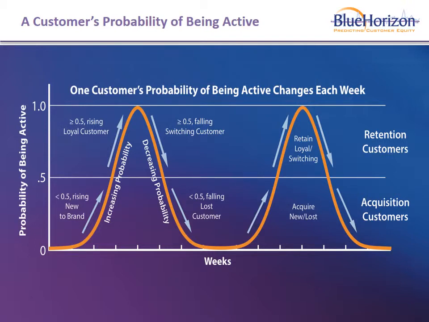In layman's terms, we can look at a customer's recent purchases and see a pattern. From their particular pattern of purchasing, we can determine the probability of whether they will be active with the brand again in the next week. Let's study this graph for a minute. The horizontal line in the middle represents a 50% probability that a customer will purchase the brand again. Customers have a rise and fall in their probability of being active over time.